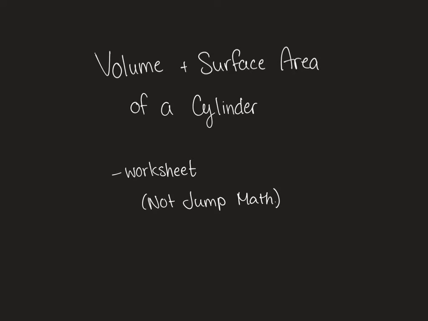One of the outcomes that is specific to grade 7 in BC is being able to calculate the volume and surface area of a cylinder. Now, this isn't covered in our Jump Math book because it's not required for all of the different provinces. So we are going to focus in specifically on cylinders for this lesson.